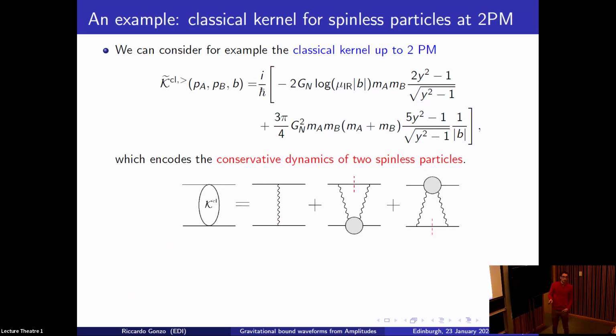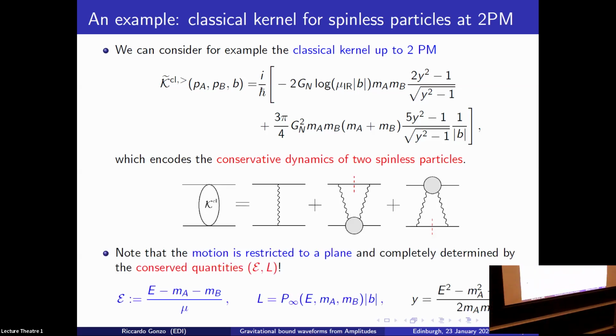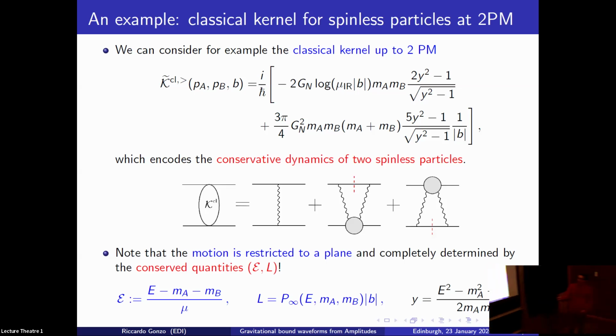This is an example of the 2PM conservative kernel. So whoever has done some PM calculation here knows how to do this. So this is the tree-level exchange, and there are the one-loop diagrams, and you just get essentially the triangle contribution and the tree-level. This is just to show something in the conservative dynamics of two spinless particles, that these variables over here are just functions of conserved quantities. So the binding energy and the angular momentum.